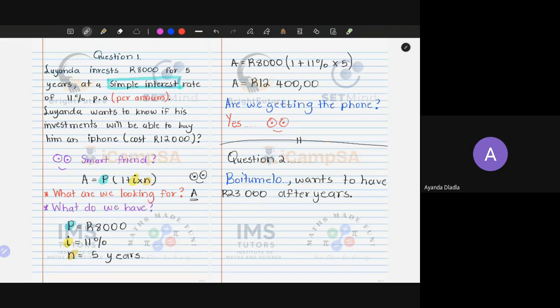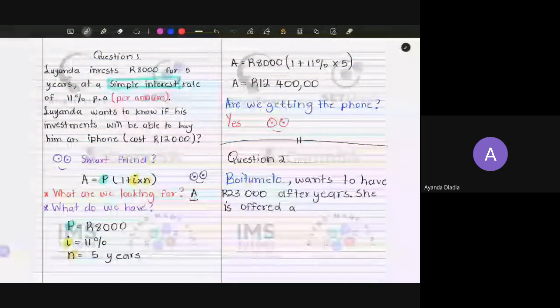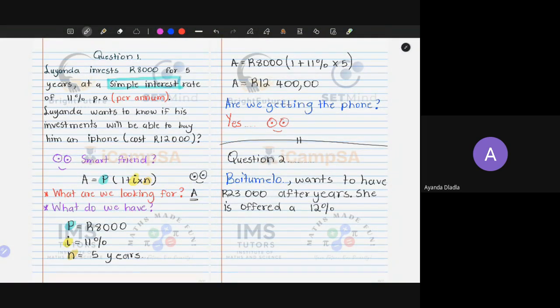That is the amount that she wants to have. And guess what? The bank offers Buitumelo an interest rate. She's offered a 12% interest rate, or let's call it simple interest. She's offered a 12% simple interest rate. That is the deal she's getting from the bank.